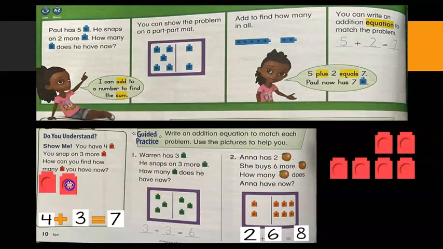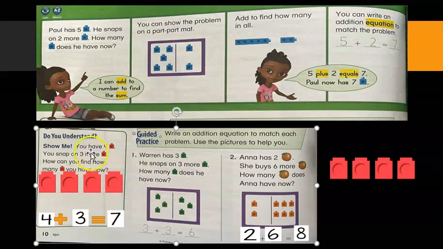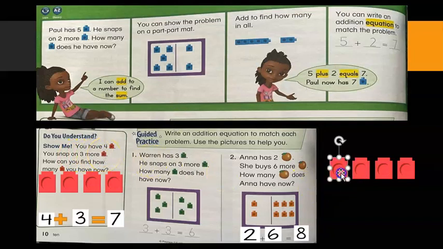1, 2, 3, 4, okay? So we're done with this first part. It says, you have 4 red cubes. Now you read on again. It says, you snap on 3 more red cubes. So let me get 3 in here again.